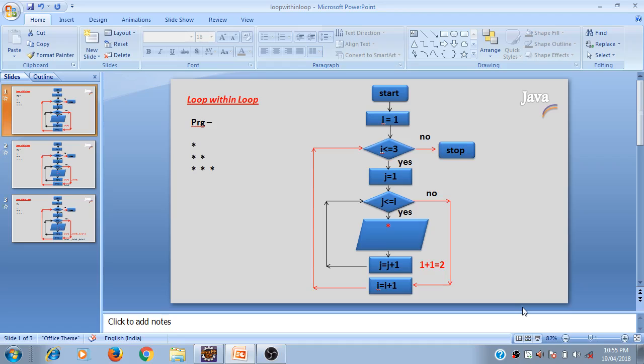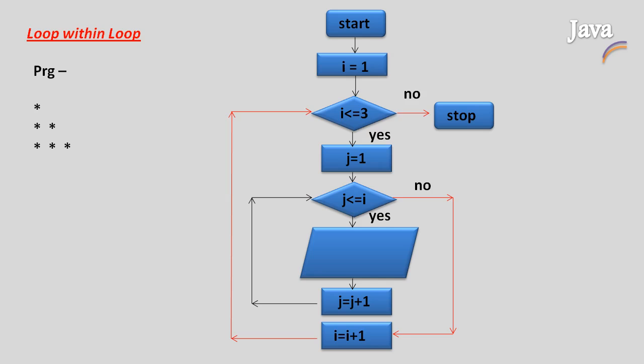Today I am going to explain one of the important topics, and that topic is loop within loop. I am going to explain loop within loop with the help of an example: how a clock, or you can say how a watch, works. We all know how a clock or a watch works. There is one hour's hand and one minute's hand.